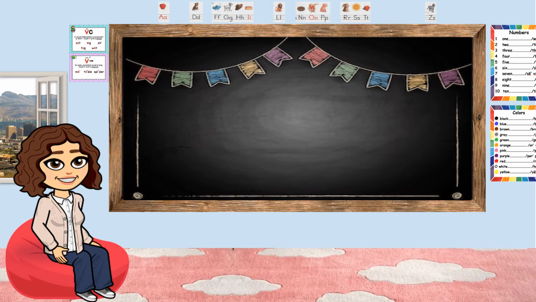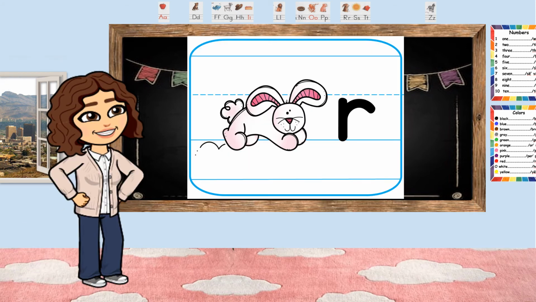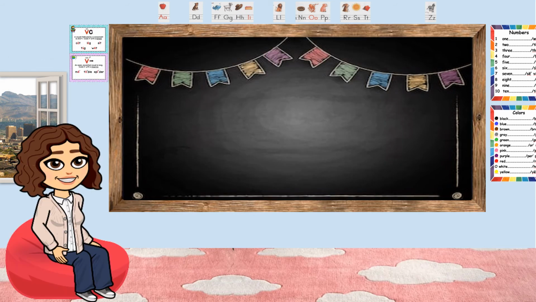Let's practice coding some words. So today we've been talking about a new letter, the letter R. And to remind us what sound the letter R makes, we have a new keyword, rabbit. Let's practice coding some words.